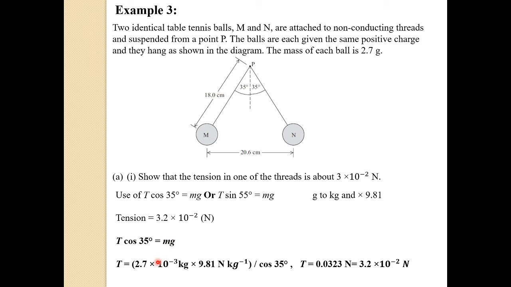The mass is given in grams, so we have to convert it to kilograms. g is 9.81, substitute, and cos 35 we can evaluate, and we can find the value of T, that is 3.23 × 10^-2 N. We have to look at the third significant figure to round up to the second significant figure, as the question requests. Keep in mind as a rule, if they request 1 SF, we have to provide at least 2. To round to 2, we have to look into the third significant figure.